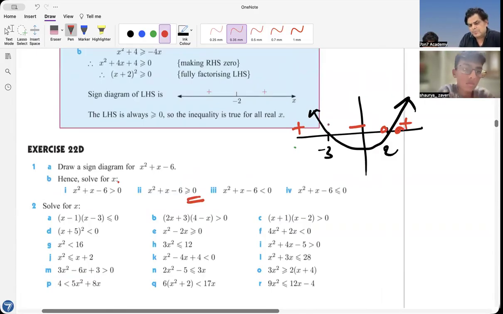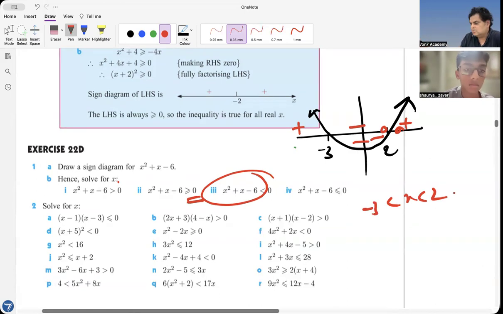In the middle, if the parabola opens upward, it can be negative, no? So this answer will be x between minus 3 and 2, no? And in the answer you have to put equal to as well.